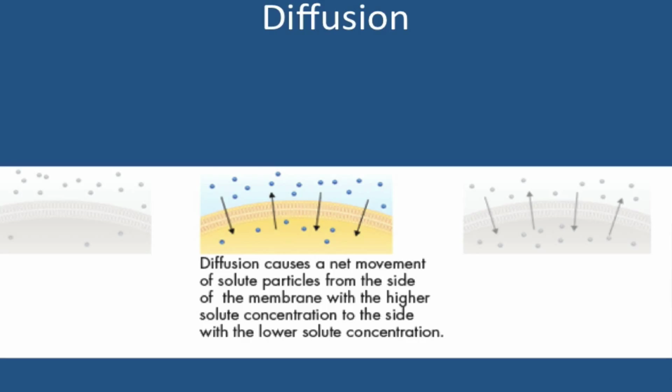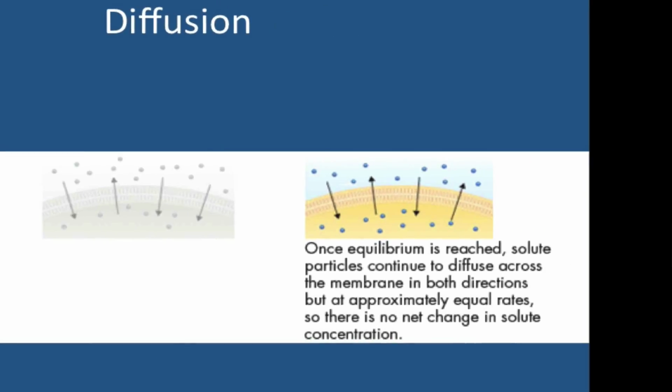So diffusion causes a net movement of solute particles from the side of the membrane with the higher solute concentration to the side with the lower solute concentration. So in other words, the molecules are going to continue to move from high to low, and even some will move back and forth the other way. But this is going to continue on until equilibrium is reached. So that's when the solute particles continue to diffuse across the membrane in both directions, but at approximately equal rates, so there is no net change in solute concentration. So there will be pretty close to an equal amount of solute on each side.